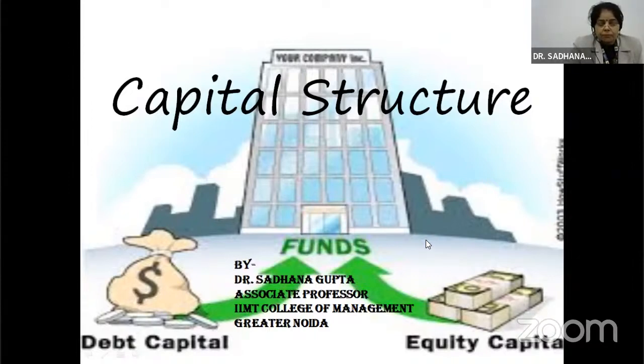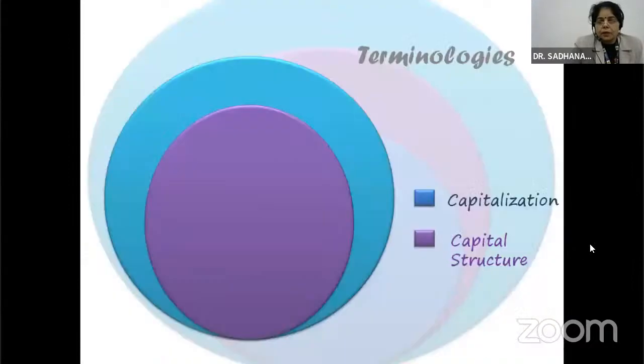Now, firstly, what is the capital structure? As shown by the name, it is capital plus structure, a combination of two words, capital and structure. Generally, people consider capital to be only equity, but it is not so. Only equity is not treated as capital. Capital means the total amount which we require from a business point of view.